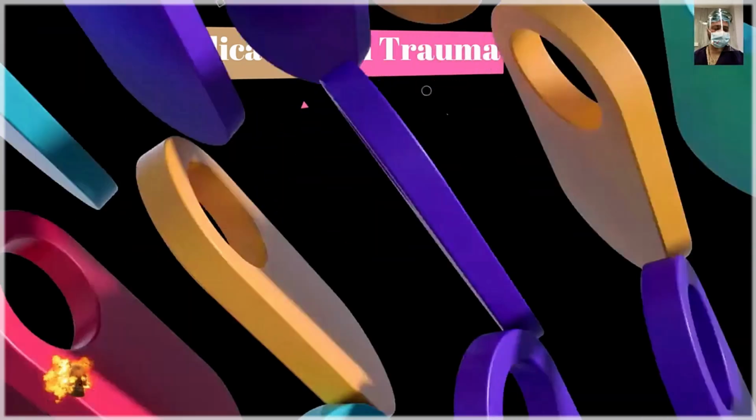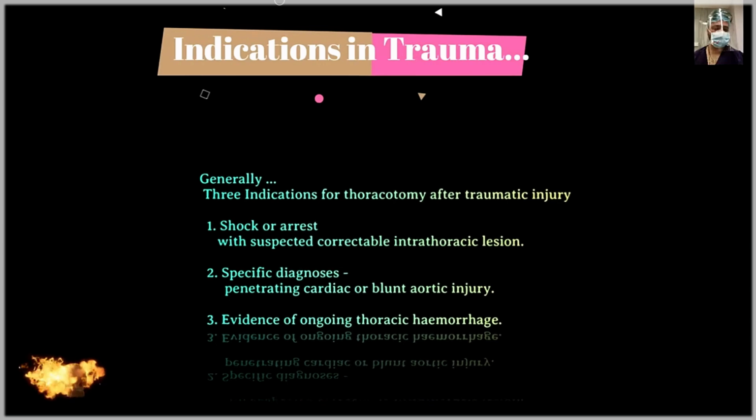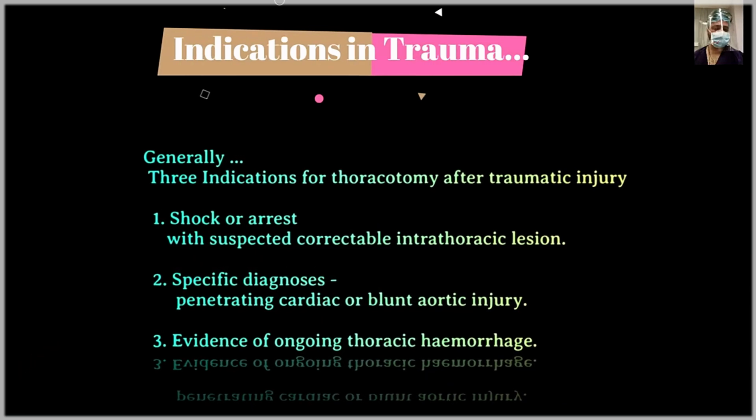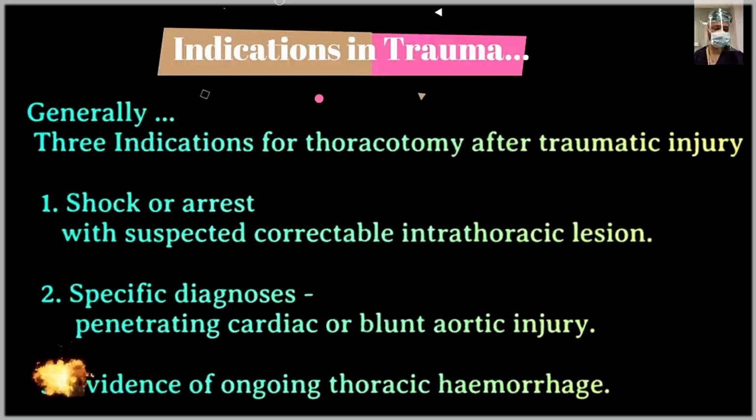Generally, you will be called upon to do an emergency thoracotomy after traumatic injury of the chest in 3 scenarios only. That means the patient is in shock or cardiac arrest, and the cause is a suspected intrathoracic lesion which can be corrected after thoracotomy, or you have a specific diagnosis of penetrating cardiac or blunt aortic injury, or there is evidence of ongoing thoracic hemorrhage, as I have discussed in the previous part of the video.